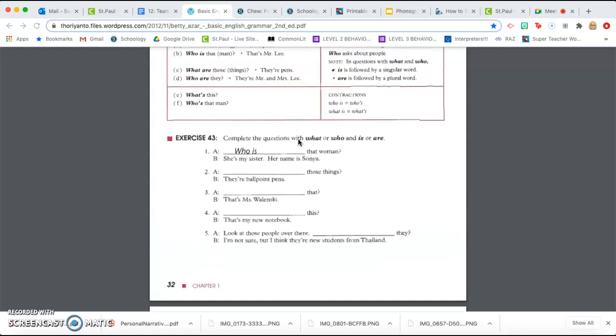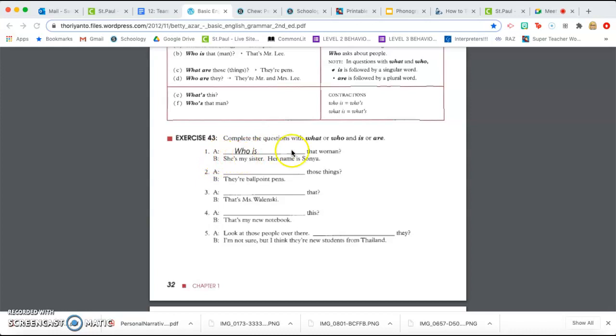You're going to have a short assignment today where you're going to complete the questions. So the questions are there, but they're not done. You need to finish them. You're going to use either what or who and is or are. So A is the question and B is the answer.